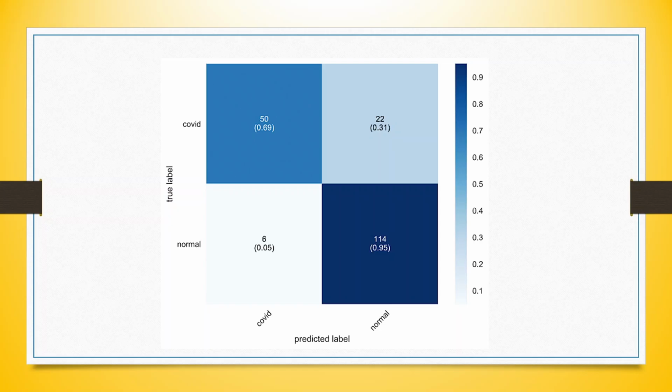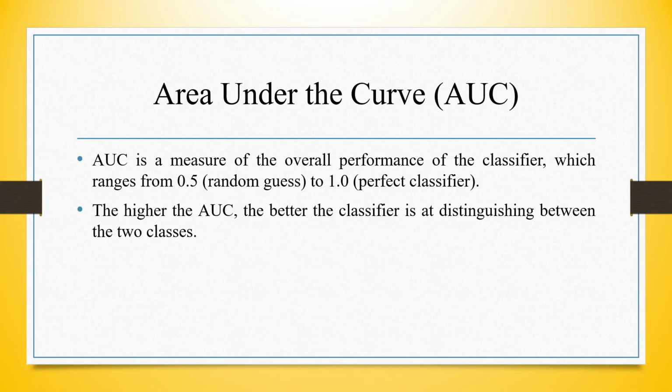Now the misclassification has happened here. A person is normal, but the kit detects that the person is having COVID. So 6 such cases are there. Similarly, a person is having COVID, but the kit detected that the person is normal. So 22 such cases are there. So 22 plus 6 are misclassified cases.